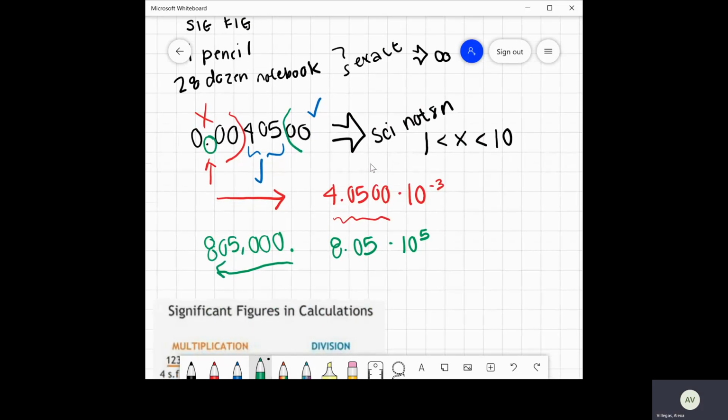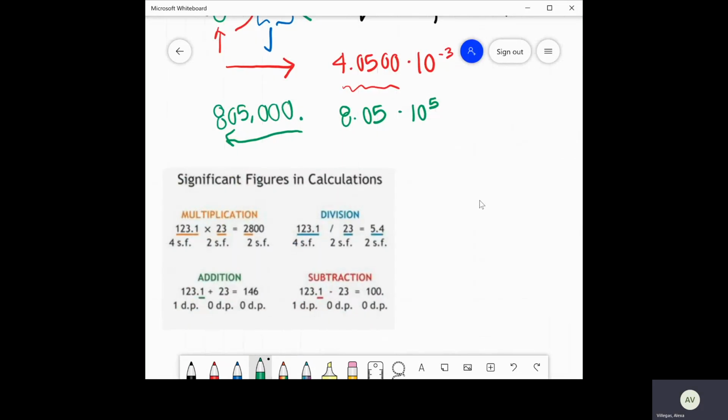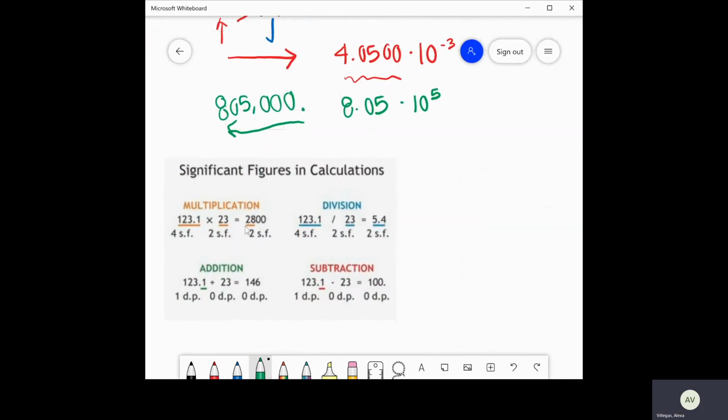Okay, and when you're figuring out what the significant figures are at the end of your calculations, this is an image I found. I thought it was extremely helpful because you have different rules depending on the operations that you're doing. If you are doing addition or subtraction, you're going to be looking at the number of decimal places in the data you're given, and that is going to help you figure out how many decimal places are going to be needed at the very end.